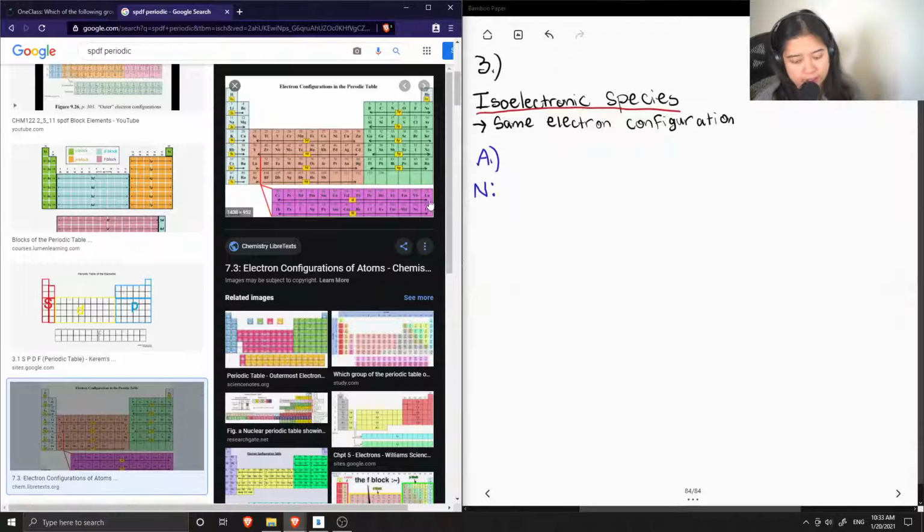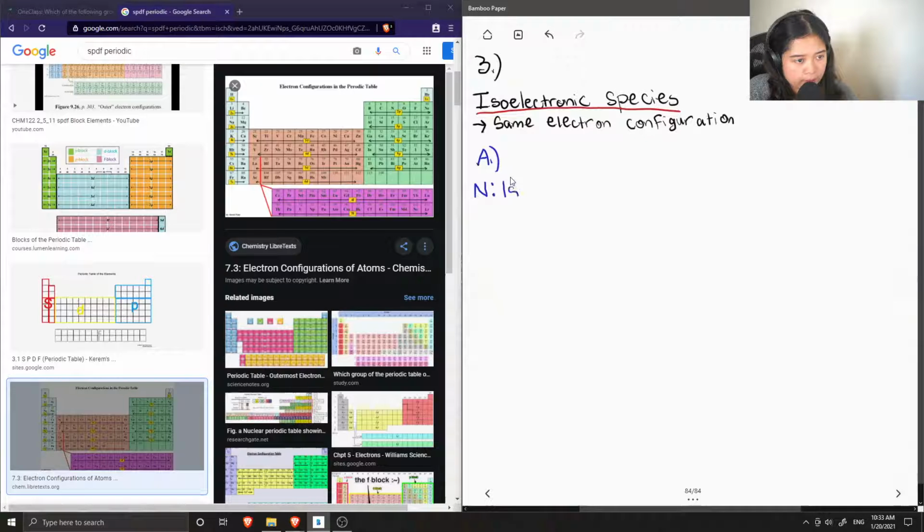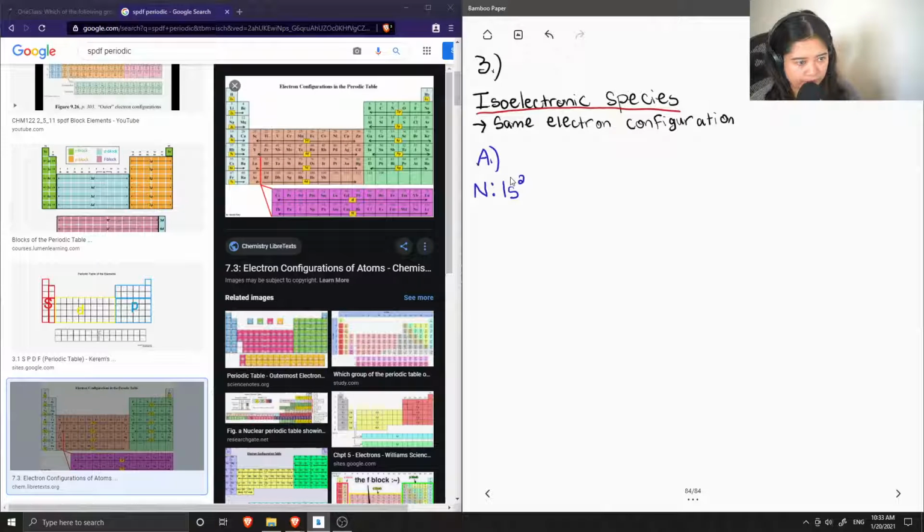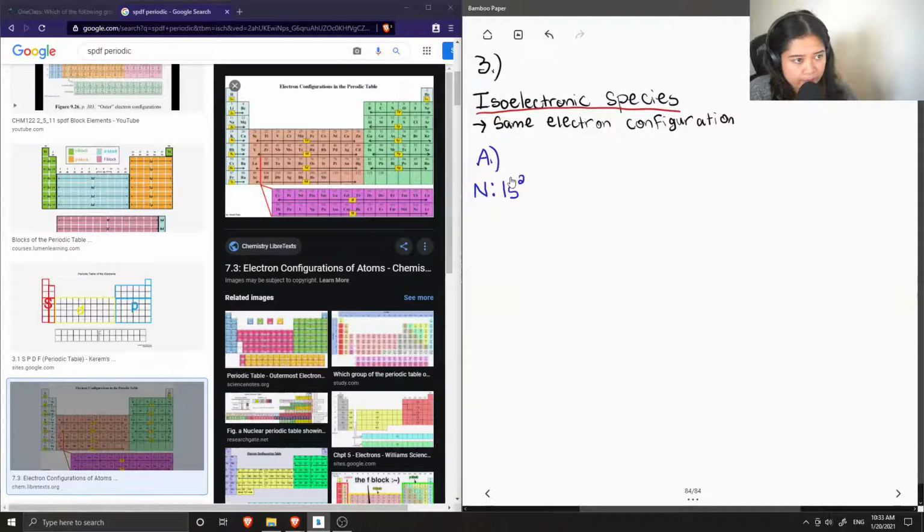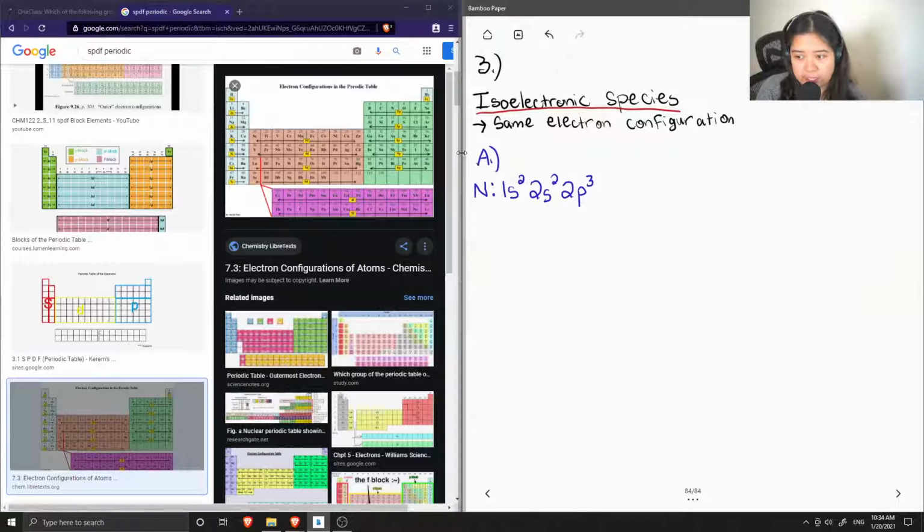Let's do ground state nitrogen's electron configuration first. Starting from hydrogen, we write 1s, and the superscript of 2 tells us how many electrons are in that orbital. So 1s2 is the same electron configuration as helium. Now we move on to the next row, 2s2, and then moving over to the p orbital, we write 2p, and count up to nitrogen: 1, 2, 3, so 2p3. This is the electron configuration of a ground state nitrogen atom.